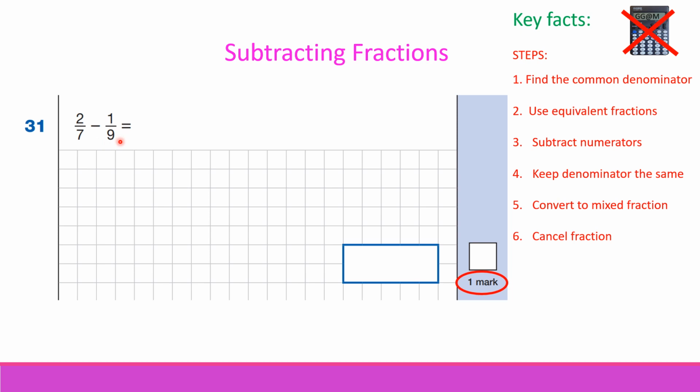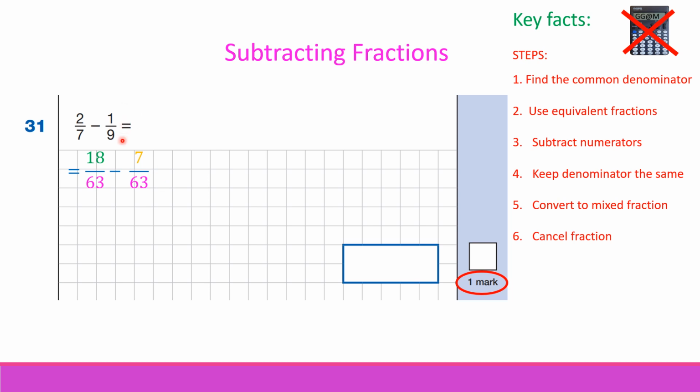So if I've multiplied the denominator by 7, I need to multiply the numerator by 7 to make it an equivalent fraction. So 1 times 7 is going to be 7. So 18 over 63 is equivalent to 2 over 7. And 7 over 63 is equivalent to 1 over 9.